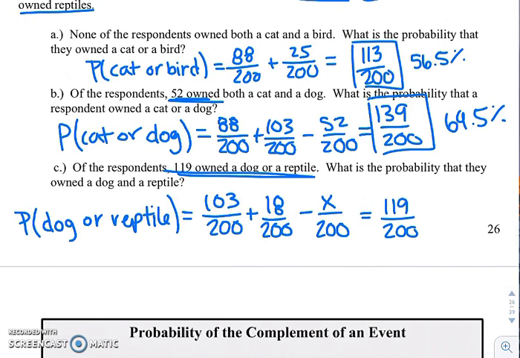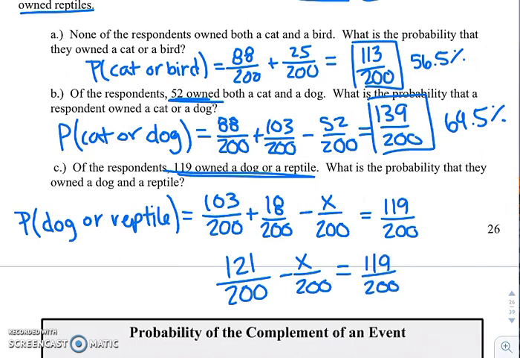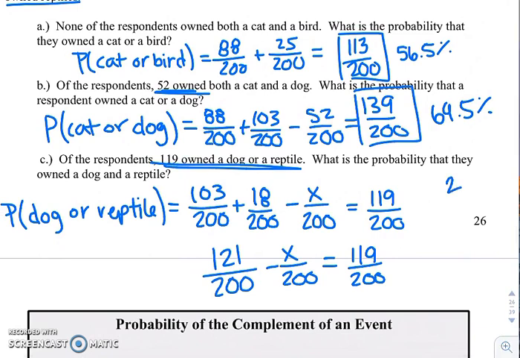Well, 103 plus 18 is 121. So 121 minus what gets us to 119? That means that there must have been 2 out of 200. So 2 out of 200 simplifies to 1 over 100, so 1%, or 2 out of 200 people.